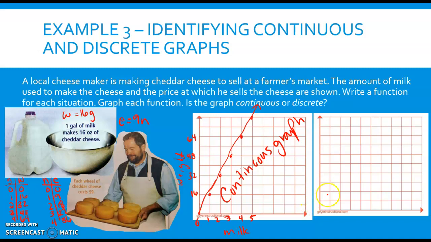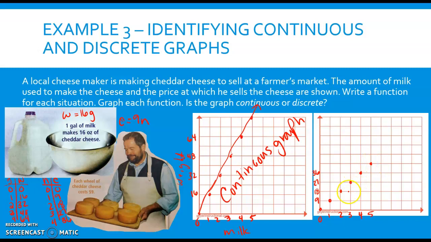And when we come to graph it, again, I'm going to count by ones going on my x-axis, and I'm going to count by nines going up. So 9, 18, 27, 36, etc. All right, so when x is 0, y is 0. When x is 1, y is 9. When x is 2, y is 18. When x is 3, y is 27. When x is 4, y is 36. When x is 5, y is 45.